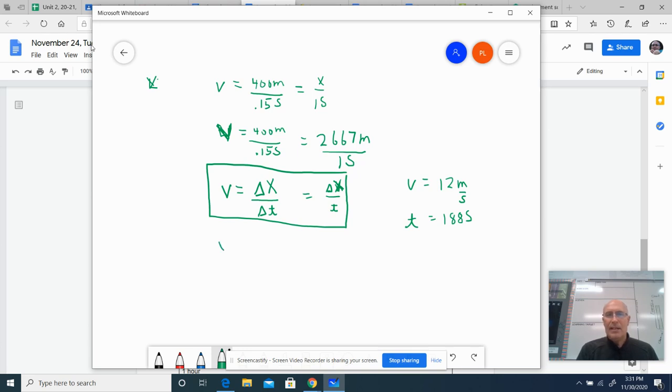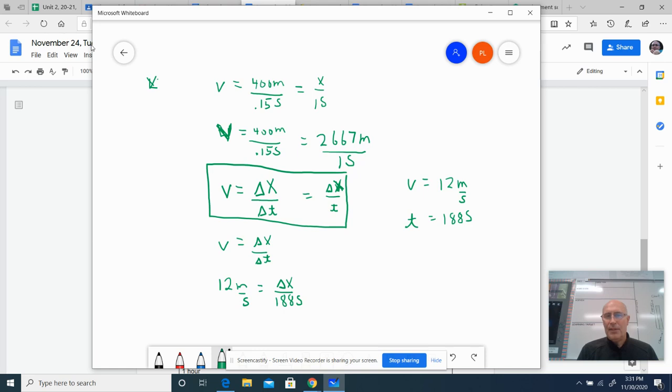I know that velocity equals displacement divided by the time, or the change in time. And I have the change in time over here. It's 188 seconds that it's going to travel for. And I have the velocity as 12 meters per second. Okay, so I can substitute in there and put 12 meters per second equals the change in position divided by the time, 188 seconds.